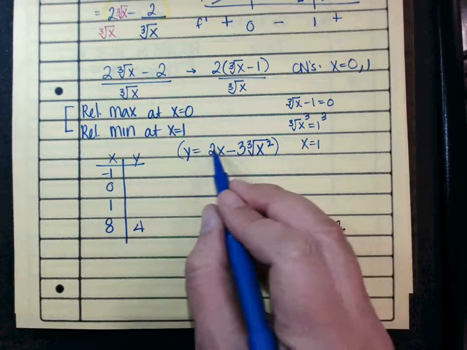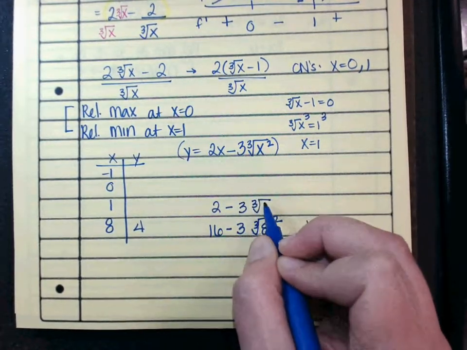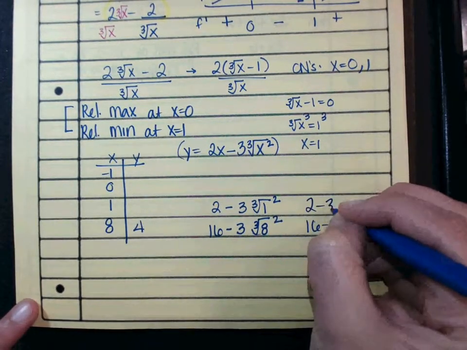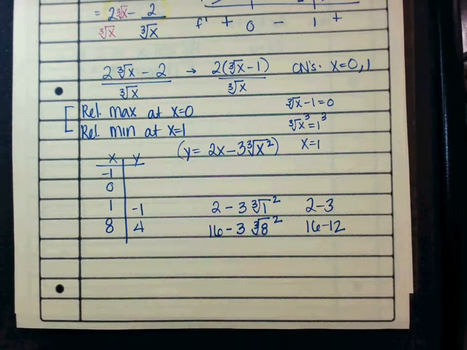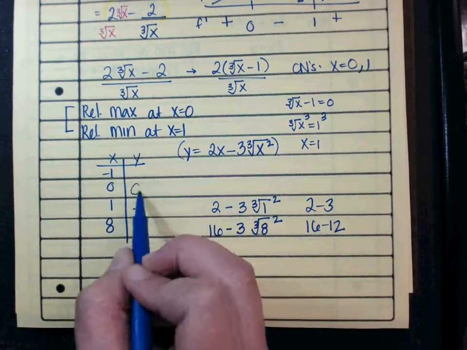Okay, now let's go with 1. Ready? 2 times 1 is 2 minus 3 times the cubic root of 1 squared. But what's the cubic root of 1? 1. Square it. Still 1 times 3? 3. What's 2 minus 3? Negative 1. Good. Okay, next we're plugging in 0. What would we get? 0 minus 0 is 0.